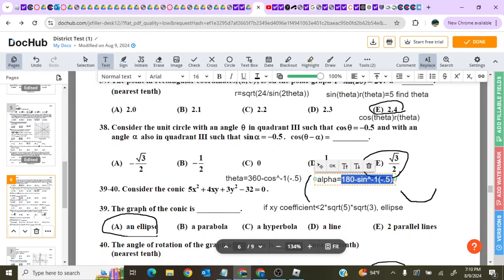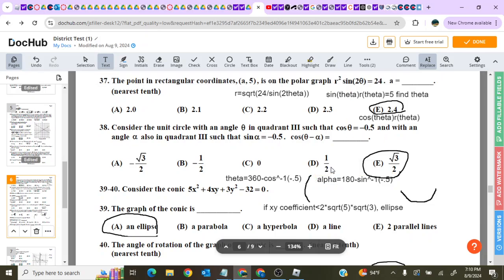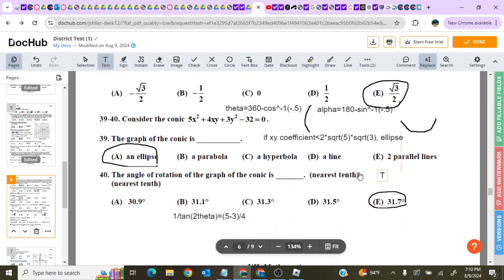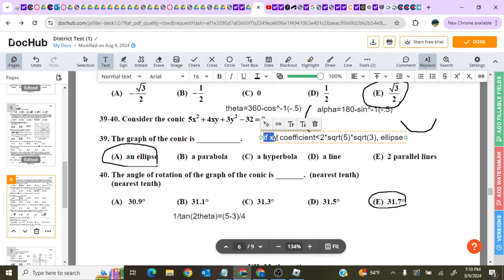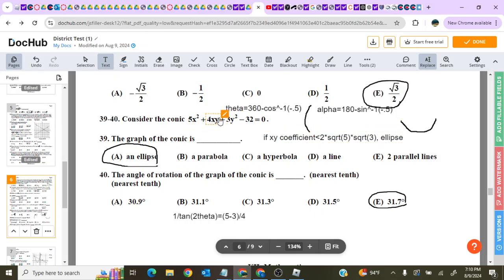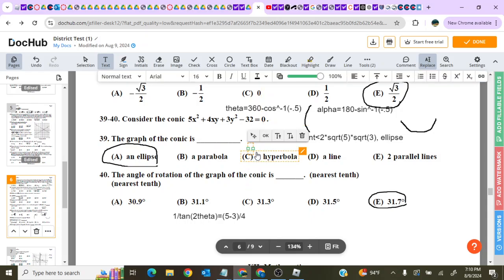So then you do that, you do cosine of theta minus alpha, and you get square root of 3 over 2. Consider this conic. The graph of the conic is what? Okay, we get to talk a bit more about this xy thing since this is normally an ellipse. So what we need to figure out is if you can imagine this as an x plus y squared kind of thing.